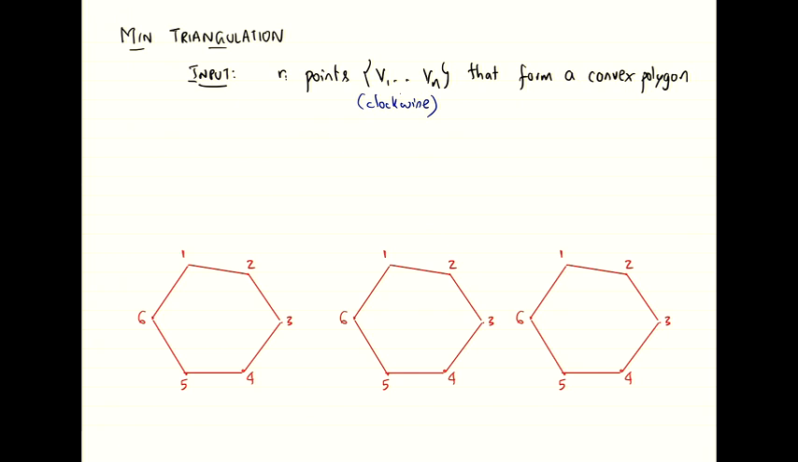So your input is a polygon, and your goal is to divide the polygon into triangles such that you minimize the total length of all the edges. So you want to find the minimum cost triangulation, where minimum cost means you want to minimize the total perimeter of all the triangles.